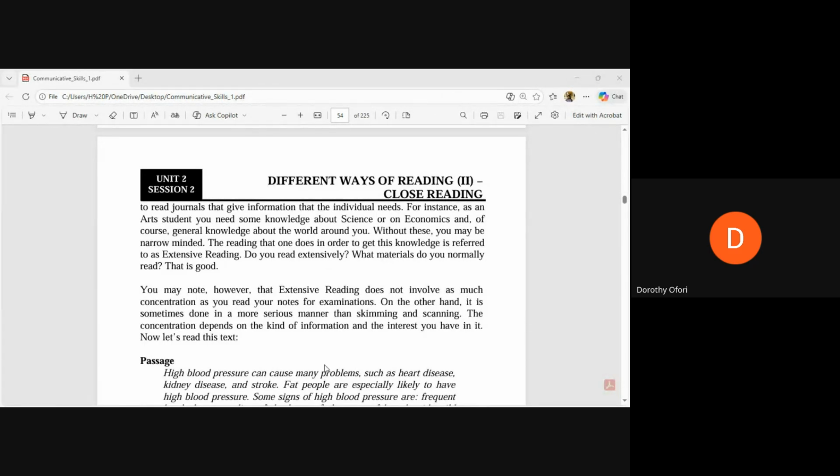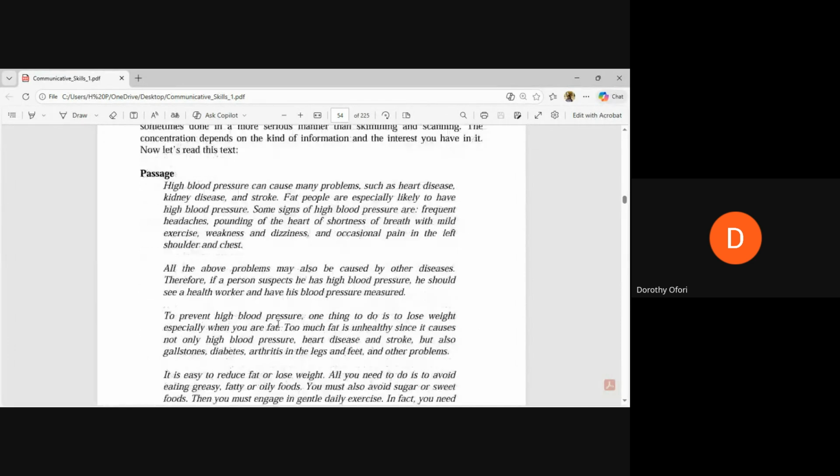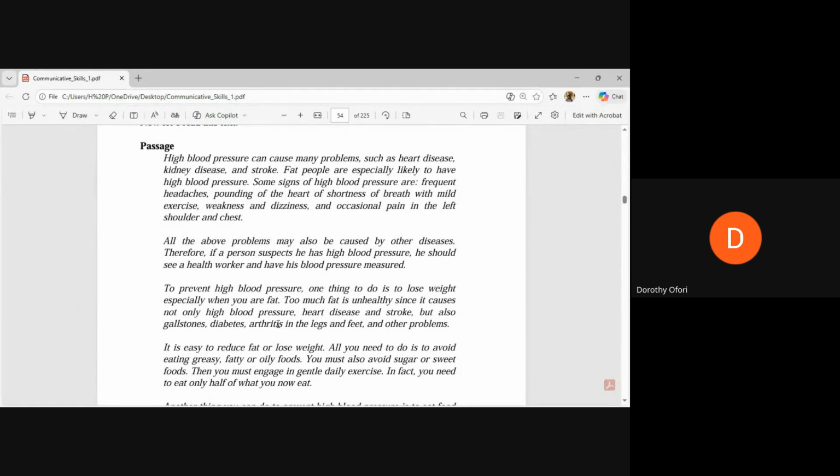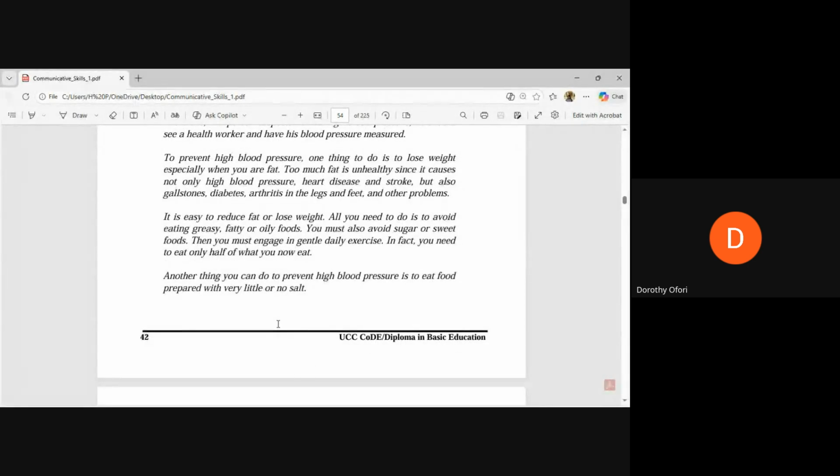Now let's go to the next type. So you see the passage here, it's about blood pressure. So this is related to health science, that field. So me, with a general arts background, I can see these things are not really important to my field, but I want to know more about other fields so that when we are discussing high blood pressure, I will know what to say. So this is what extensive reading is.